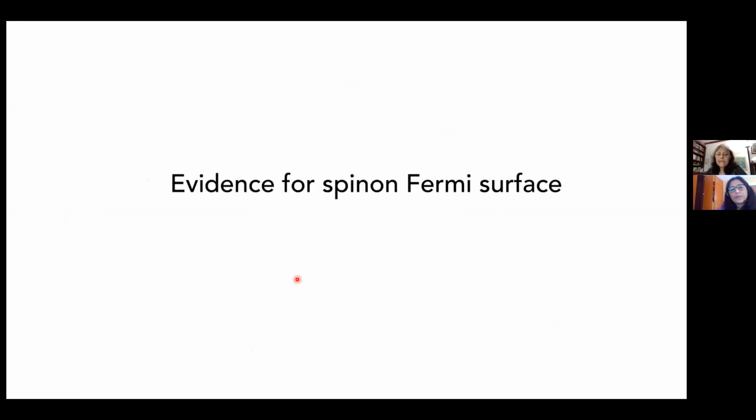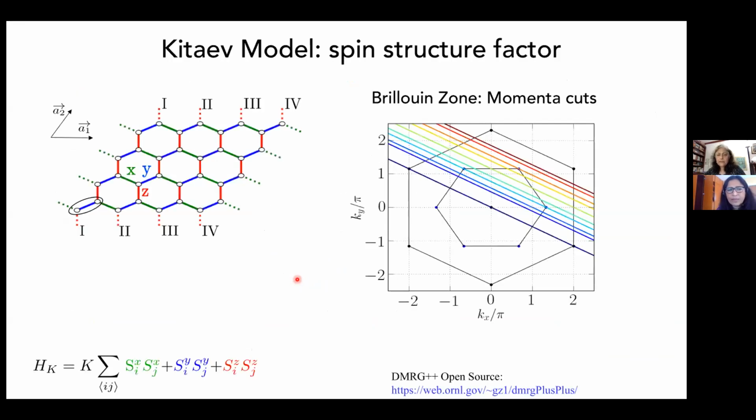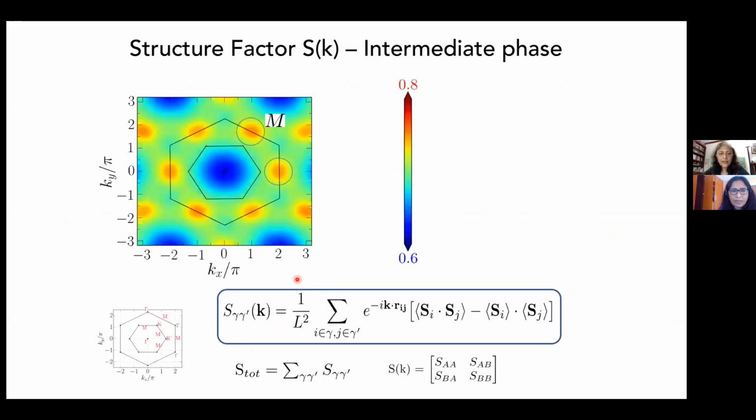Okay. Now let me turn to the spinon Fermi surface. So coming now to that intermediate phase, we have to do large systems and take momentum cuts to understand where the low-lying excitations live. So we have these cuts in the Brillouin zone. And what is shown here is the structure factor S of K. So from the spin correlations, you can take the Fourier transform. And this is what would typically have been observed in neutron scattering.